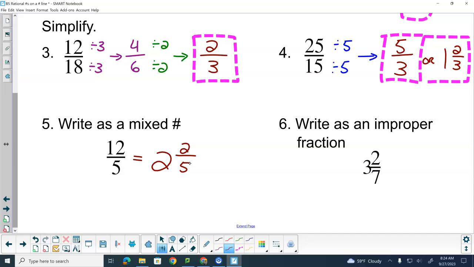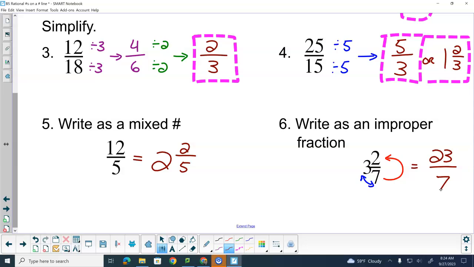Okay, now we work the clock. First thing that we do in this particular one is multiply 7 times 3. Okay, not add. What is 7 times 3? That's 21. Then what? Then we add the top, so that's 23. And then we put that over our denominator 7. Okay? So 23/7. All right?